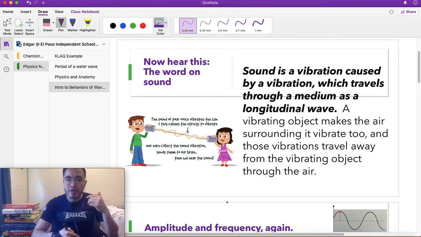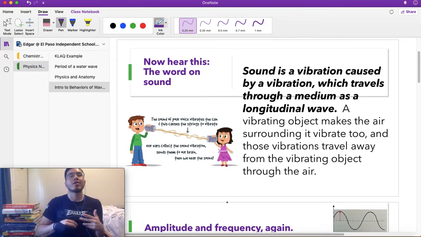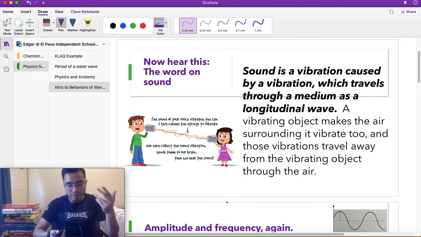In our previous unit, we saw sound waves and their speed, but never really defined what sound was. We just said sound has a speed of this, and then something else, like the wavelength, etc. Sound is a vibration caused by a vibration. I'm going to say that again to let it sink. Sound is a vibration caused by a vibration, which travels through a medium as a longitudinal wave.